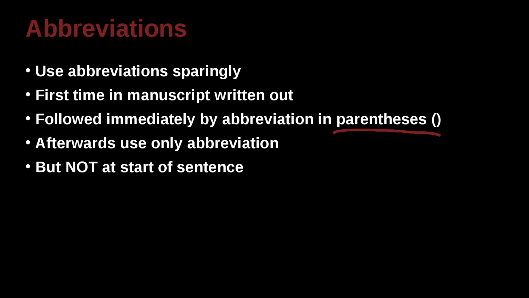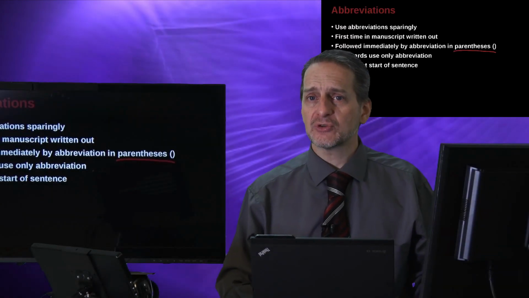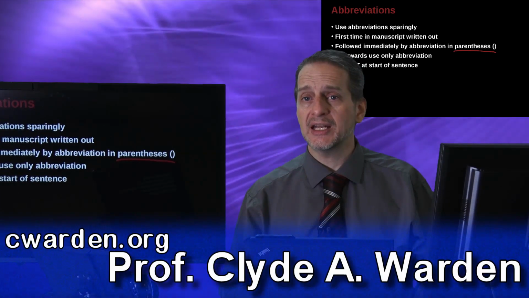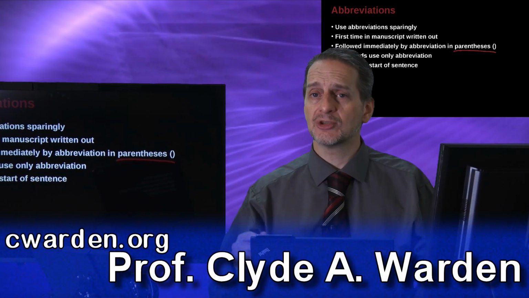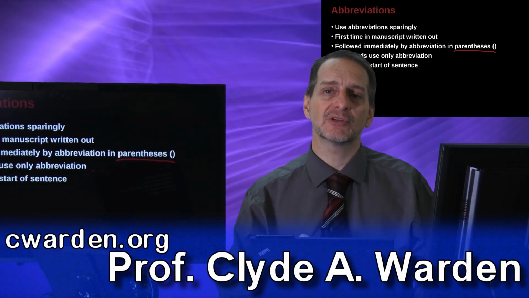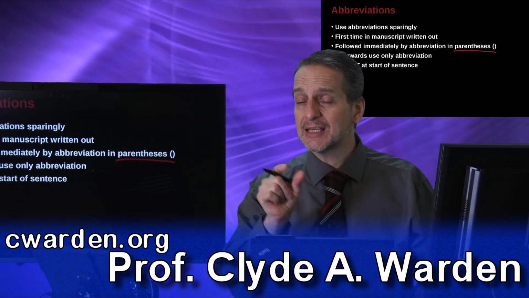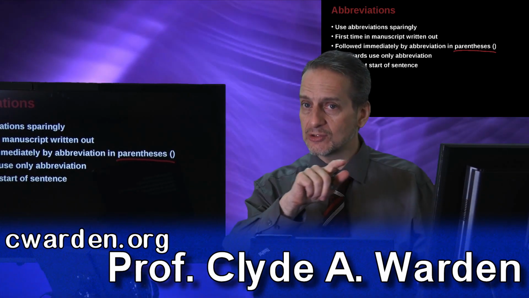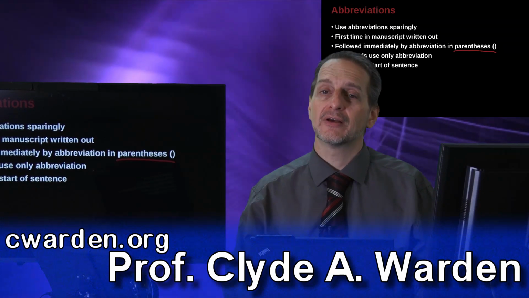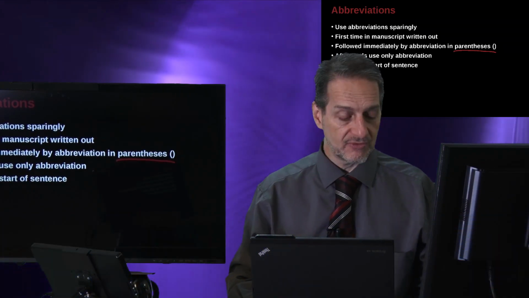So there's an important rule here. First, the first time you use the abbreviation, you must explain what it is so that the reader knows. Then, after the first time, you can go ahead and continue using the abbreviation, but not at the beginning of a sentence. And if you need to begin a sentence with this abbreviation, you need to write it out totally, every word, and not use the abbreviation.